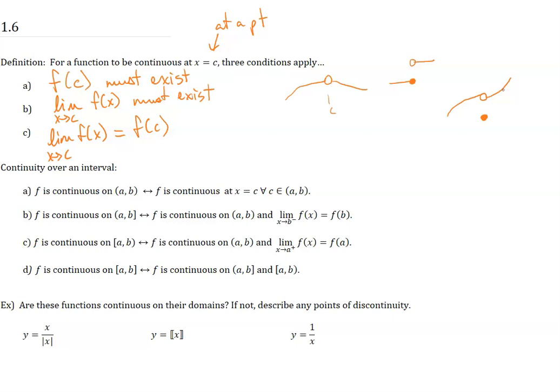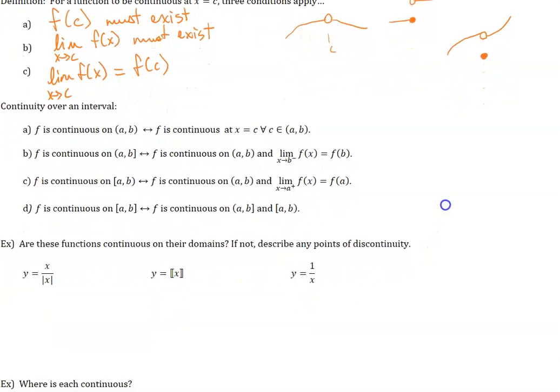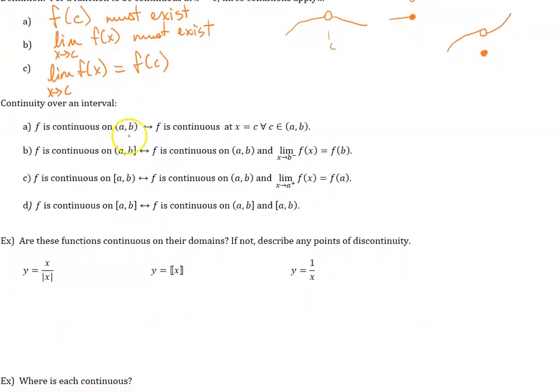We also need to look at continuity over an interval, okay? And so we're going to start with an open interval, and we're going to be real specific about the endpoints we use here. So f is continuous on the open interval from a to b if, and remember this is if and only if, f is continuous at x equals c for every c in that interval. Okay, so every point inside, not including the endpoints, every value of c that we could put in there, the function satisfies these three conditions.